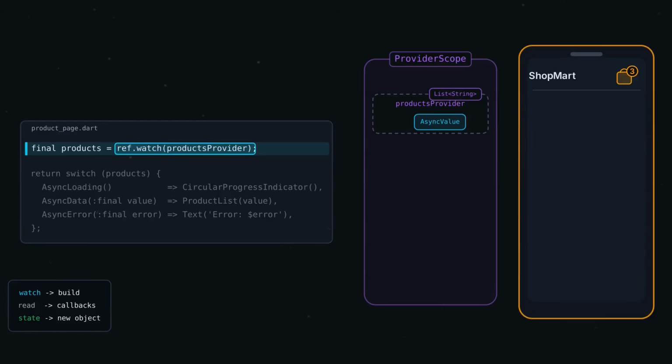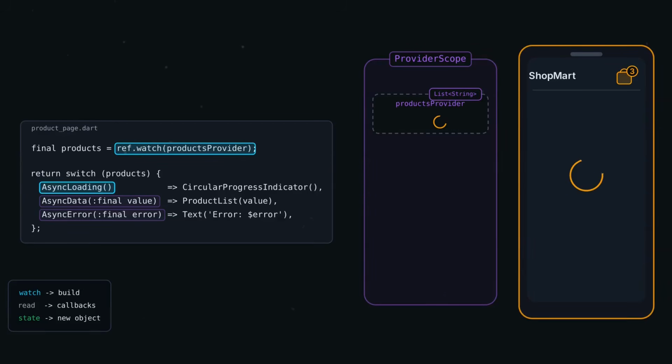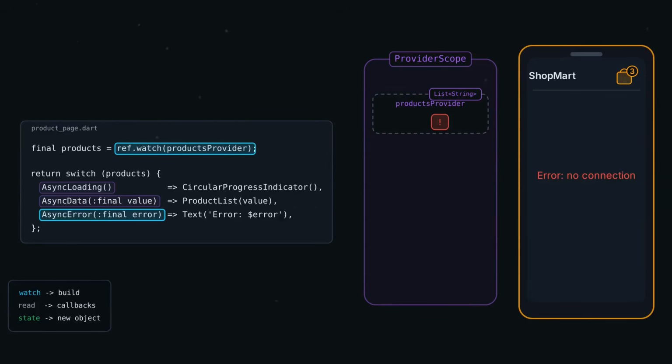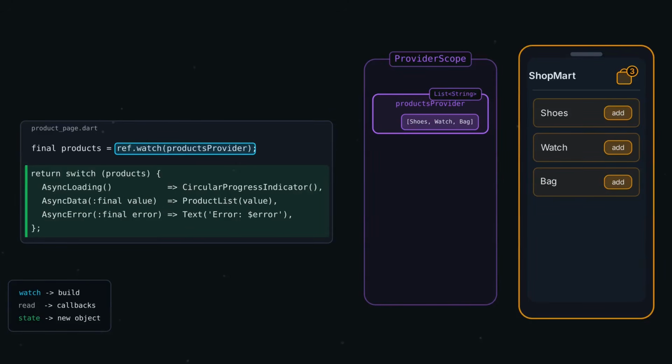So it hands you an async value, and an async value is always one of exactly 3 shapes. Loading. The future is still running. Data. Here is your list. Error. It threw. Notice what you did not write. No is loading Boolean. No null checks. No forgotten error case. The type will not compile unless all 3 shapes are handled. The crash screen cannot sneak up on you.